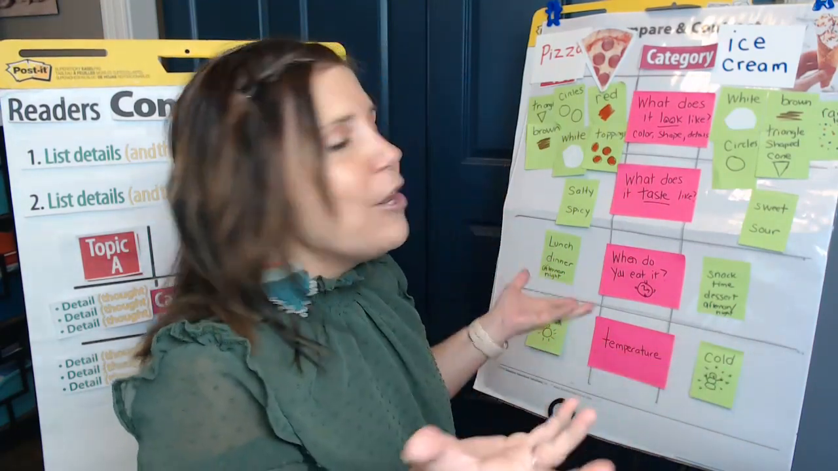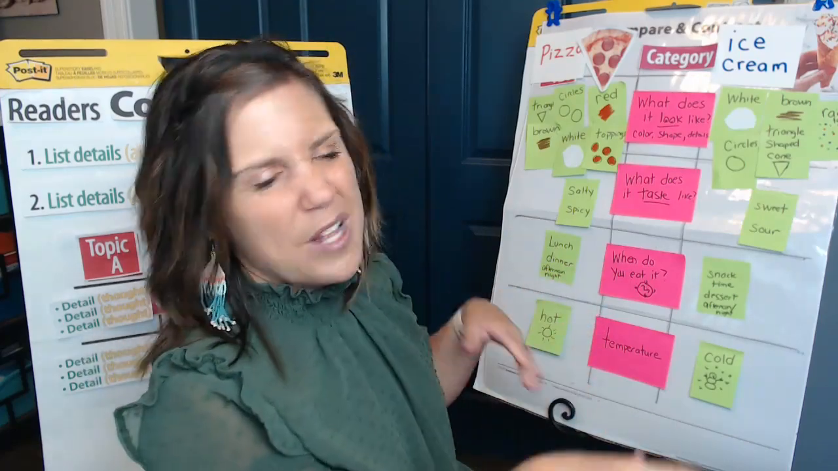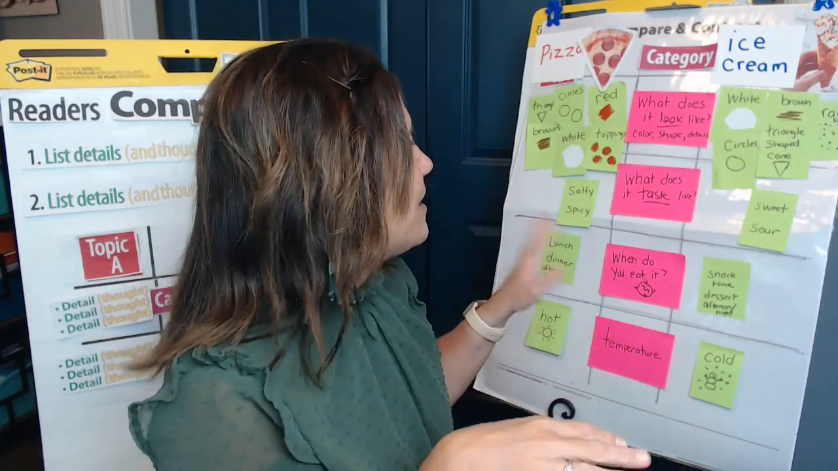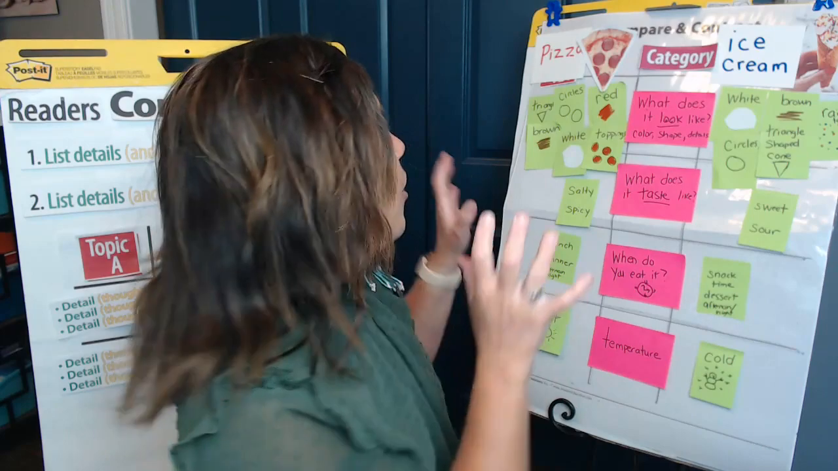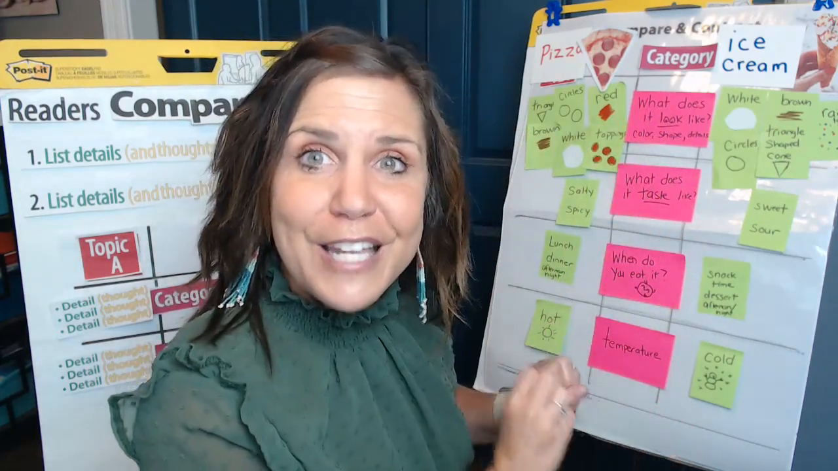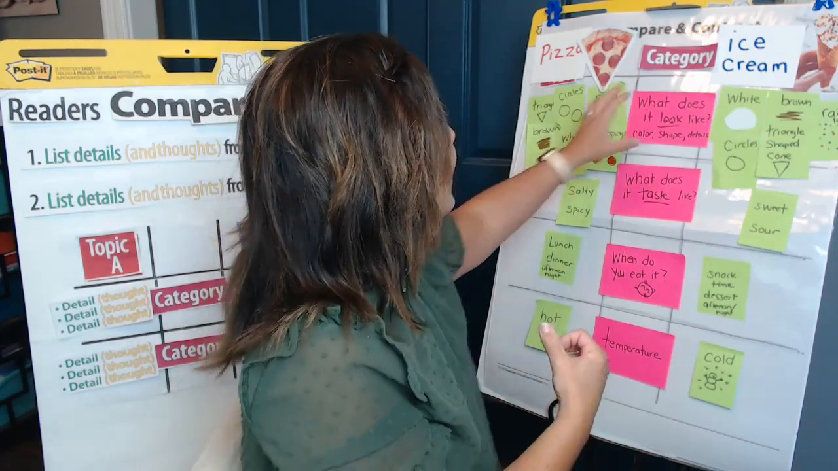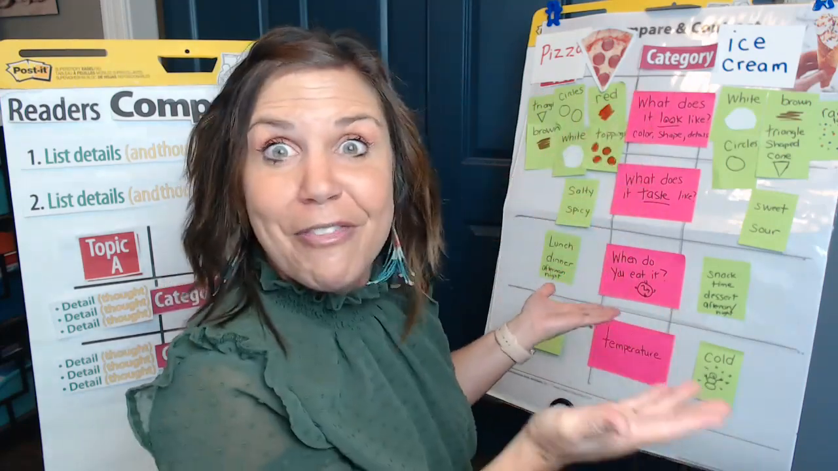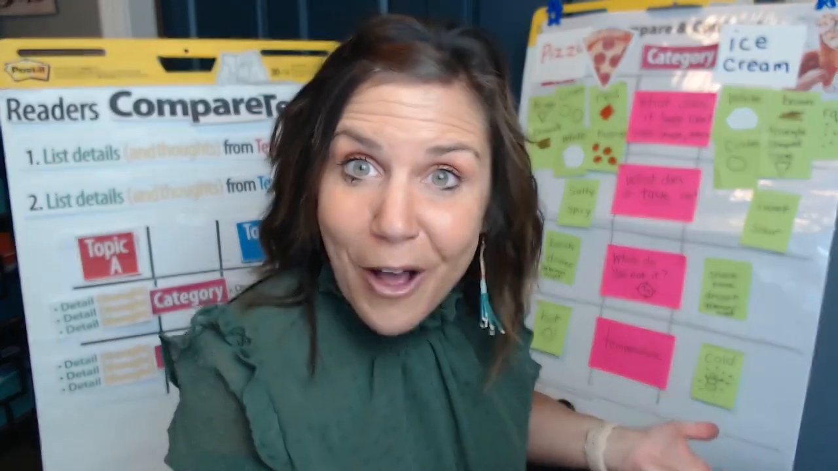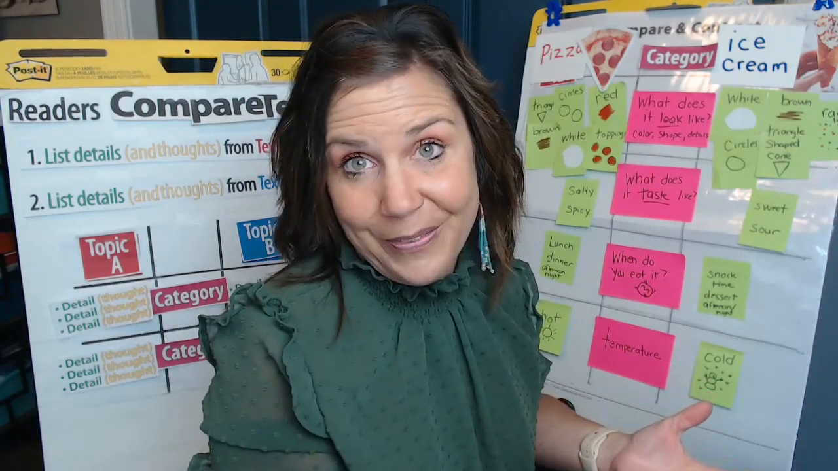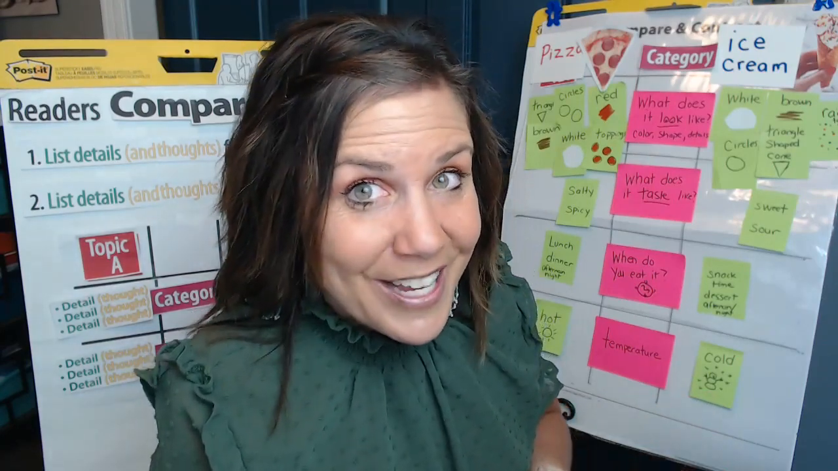So when you think about pizza and ice cream, you might think, oh, one's hot, one's cold, one's sweet, one's spicy. But when you use the T-chart and you pull all the details out that you can about each category, we find that they do have some things in common, some things that are similar. Are you ready to try it?